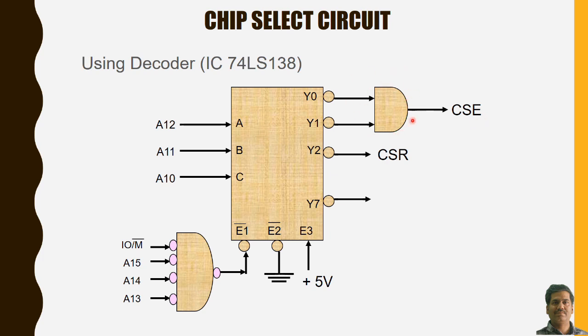And if it is 2, in that particular case, we should select the chip select signal for RAM. So in this way we can design the chip select circuit. And now let us see the memory interface diagram using this particular chip select circuit.